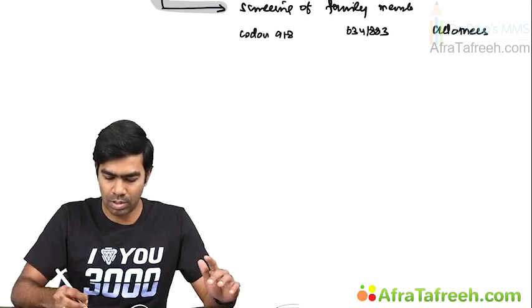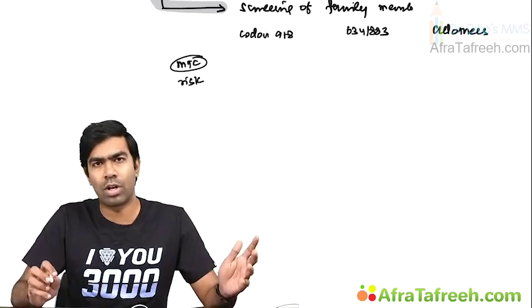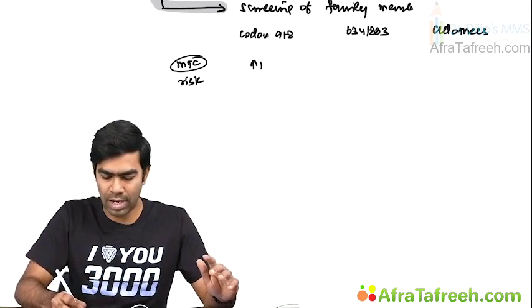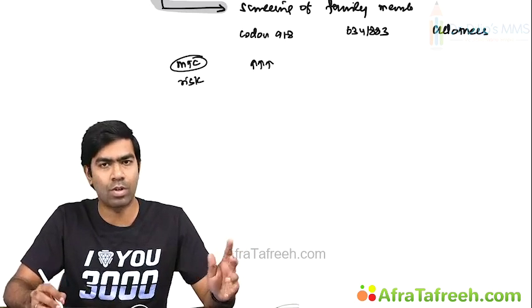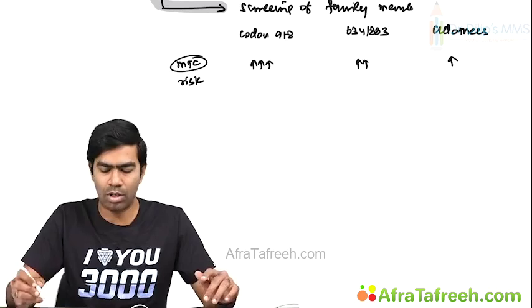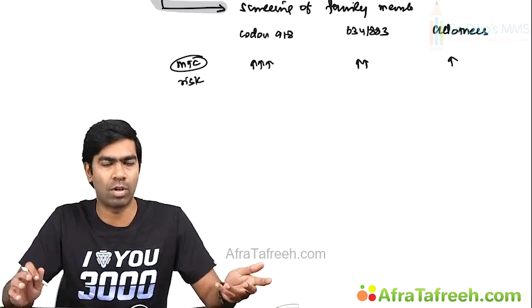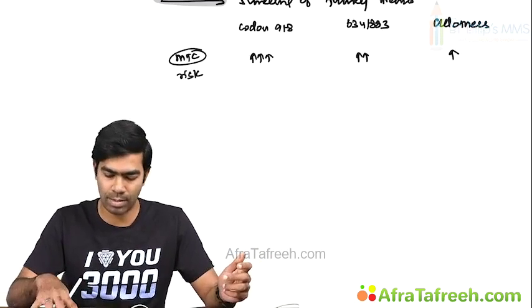So if they ask you the risk of developing an MTC, the codon 918 mutation is going to have the highest risk of developing a medullary thyroid cancer. And 634 and 883 is going to have high risk, but not highest. But all other mutations, still they do have a little bit of high risk, but moderate risk compared to that of the 918, 634 and 883.